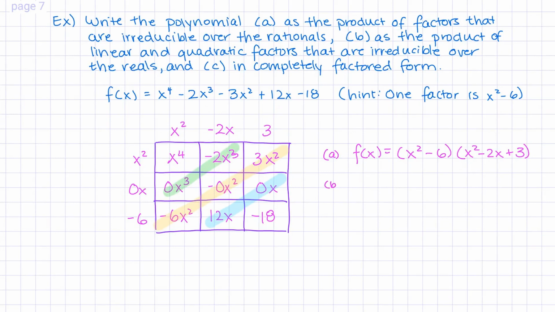So what do they mean by part B? Notice part B now says, well, first of all, it says linear and quadratic, which we have. They're both quadratic. But then it says irreducible over the reals. First it was just rationals. Remember, rationals mean whole numbers or fractions, but we can't have things like square roots or imaginary numbers in there. Real numbers means we can do square roots now, which means this, if we think of this as difference of squares, we can factor into x minus root 6 and x plus root 6.